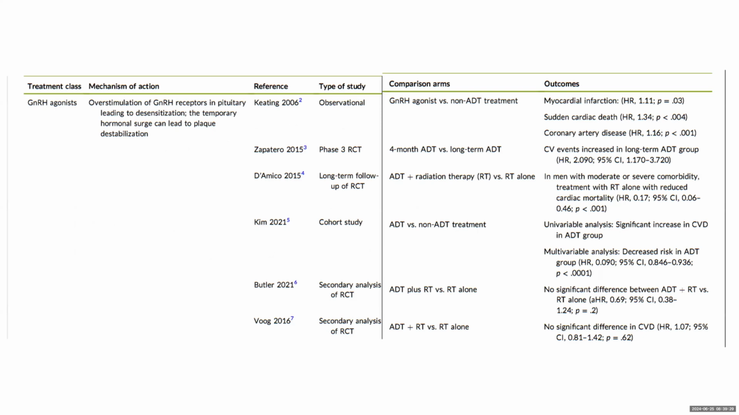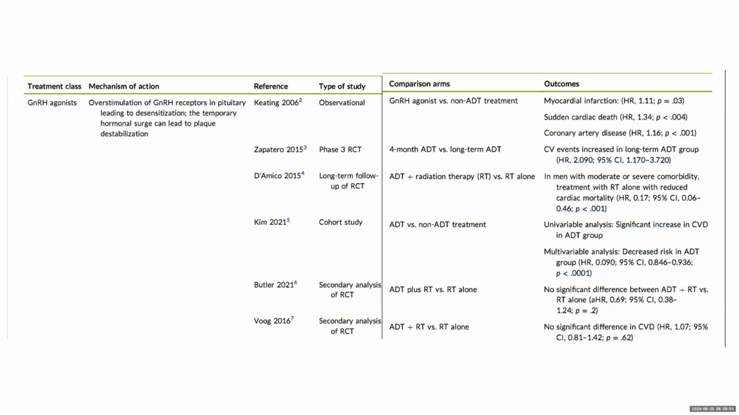Studies on GnRH agonists: the first observed is a Keating 2006 observational study of GnRH agonists versus non-ADT treatment. Myocardial infarction, sudden cardiac death, and coronary artery disease hazard ratios were 1.12, 1.34, and 1.16. In a phase 3 RCT of 4-month ADT versus long-term ADT, long-term ADT increased cardiovascular events.